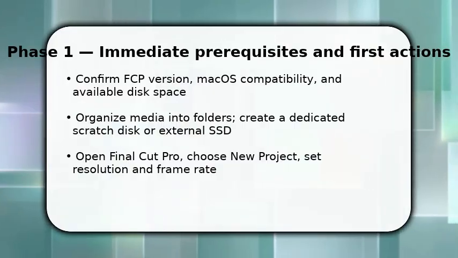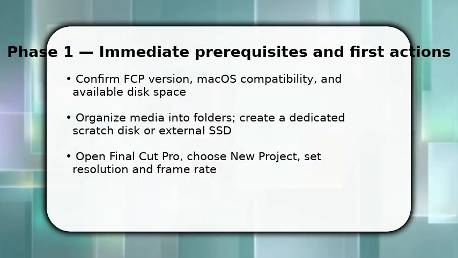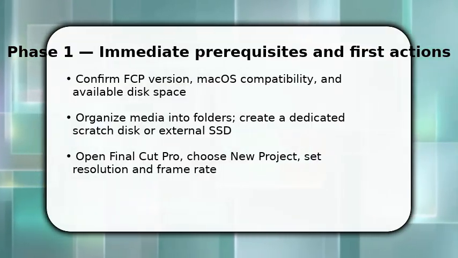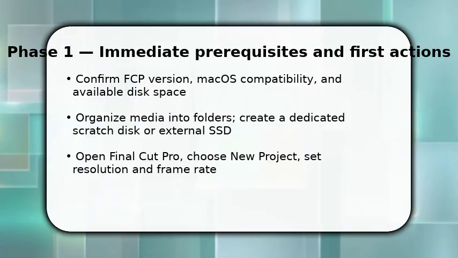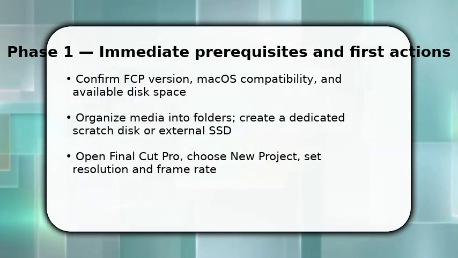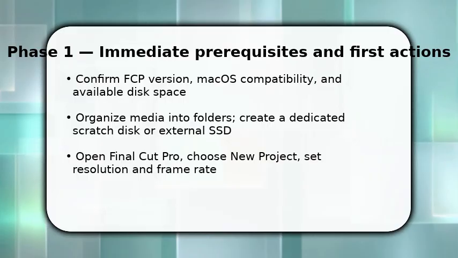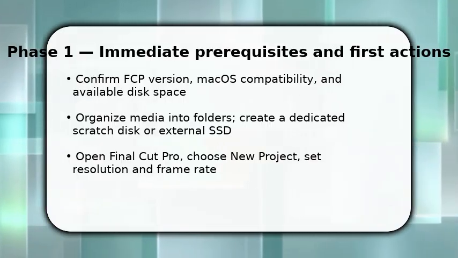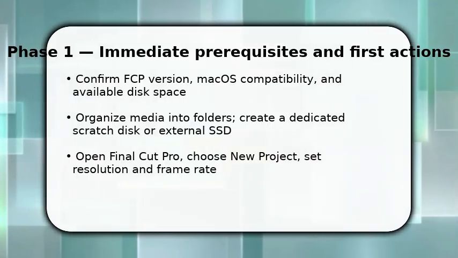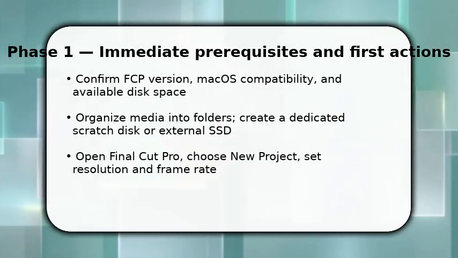You start by confirming Final Cut Pro and Mac OS are compatible, and make sure you have free disk space. Once confirmed, organize your footage into named folders on a fast drive. You then open Final Cut Pro and select File New Project, because preset settings affect performance and export.